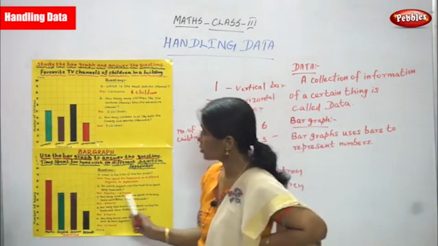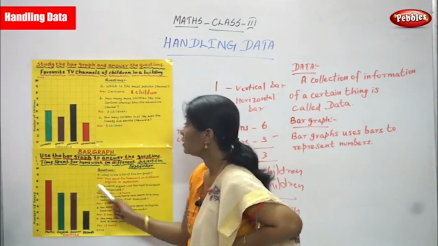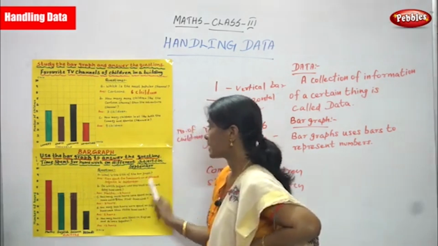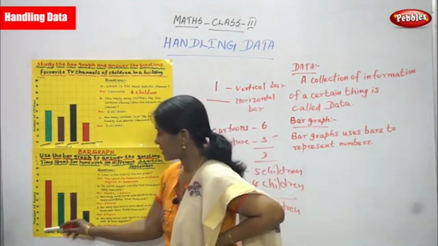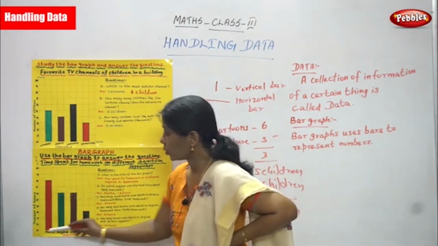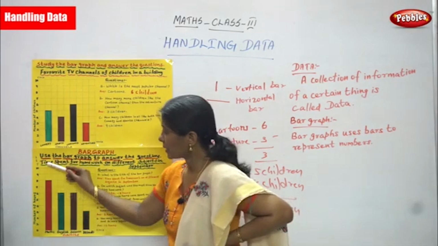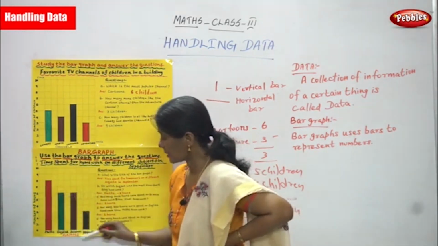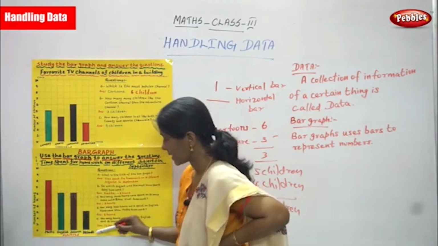Second one is, also use the bar graph to answer the question. Time spent for homework on different subjects, in the month of September. The first one is the x-axis. The x-axis is the horizontal line. You have to consider the subject there, and the vertical line is called the y-axis. The x-axis, we have to consider, is the horizontal line.